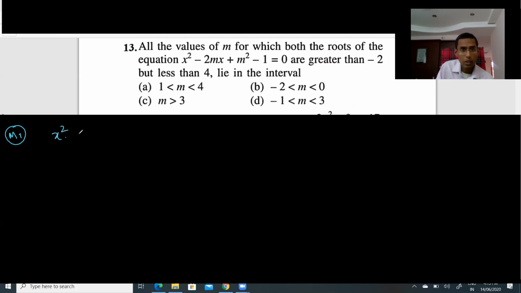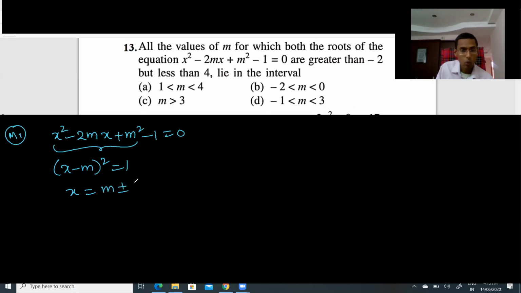x square minus 2mx plus m square minus 1 equals 0. What we can write, this one is a square minus 2ab plus b square. That means x minus m whole square equal to 1. That means x minus m equal to plus or minus 1, and this becomes what? x equals m plus or minus 1. Hope you understand. This is x minus m equal to plus or minus 1. So x equal to m plus or minus 1.